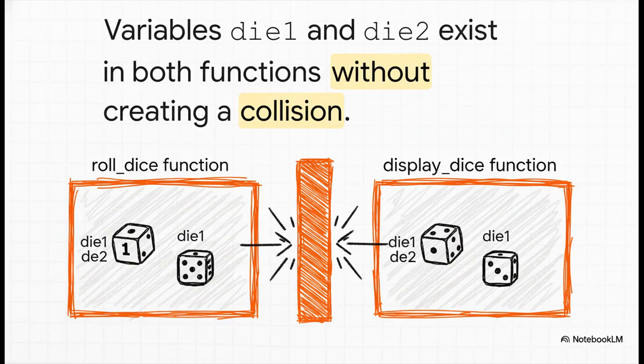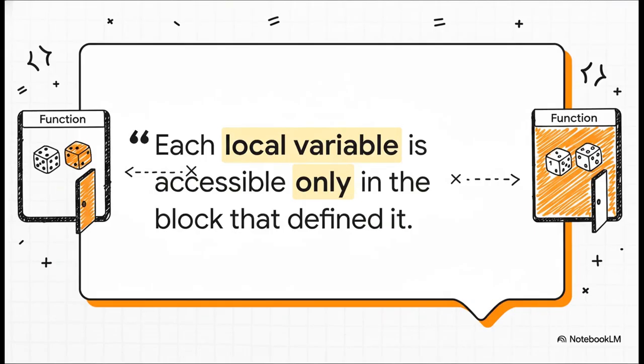The answer is one of the most important ideas in all of programming: scope. And this is the key right here. The die1 and die2 inside roll dice are totally 100% separate from the die1 and die2 inside display dice. We call them local variables.